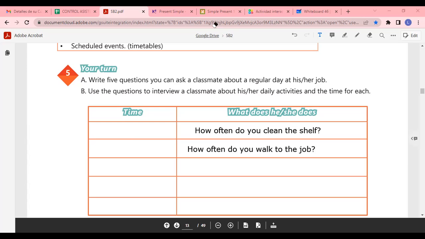Recuerden que debemos de utilizar how often. How often do you? Do you y cambiamos las acciones, vea. Ustedes saben más o menos cuáles son las acciones que sus compañeros realizan. How often do you? Ok. Y cambiamos ahí la actividad, la action. Are we ready or not yet?